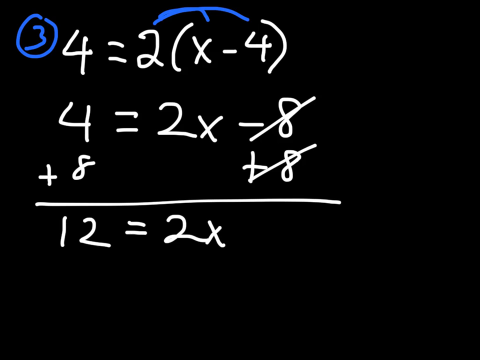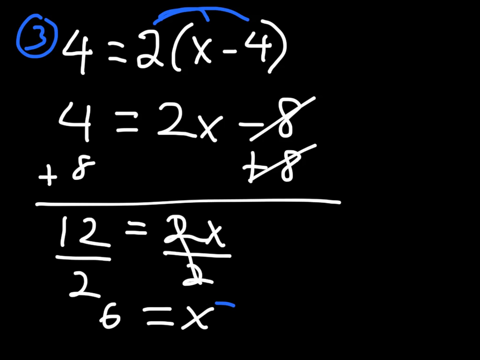Then we just need to divide by 2, since 2 is being multiplied by x. When we divide by 2 on both sides, our 2's will cancel over here, and we just get 6 equals x. So 6 is your answer for number 3.